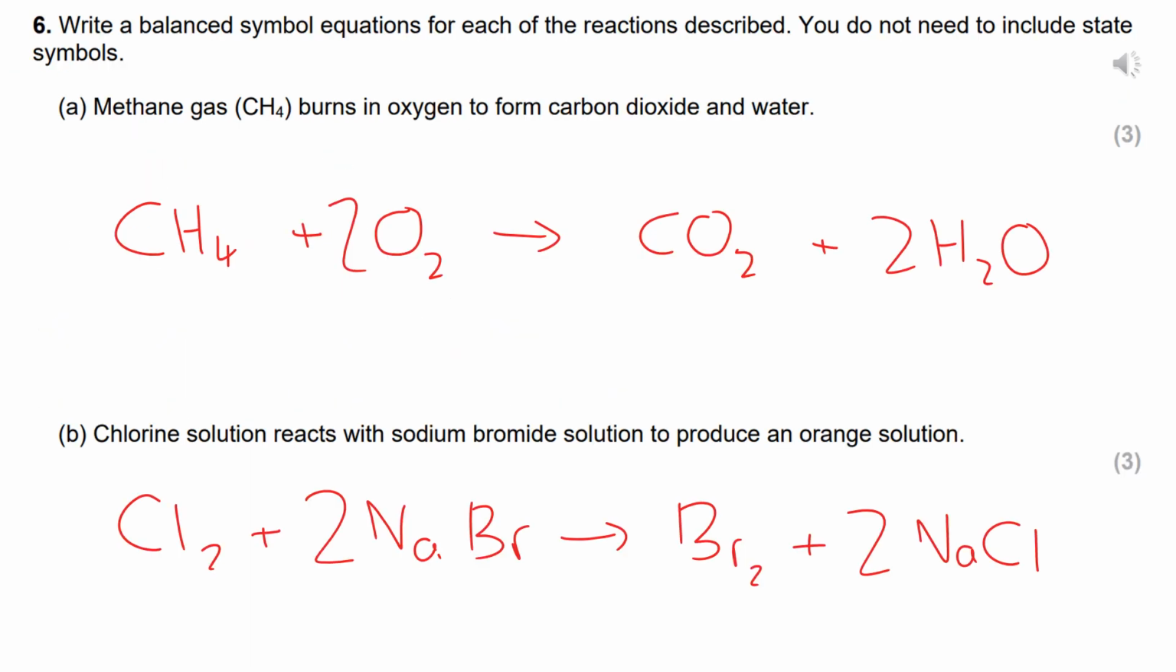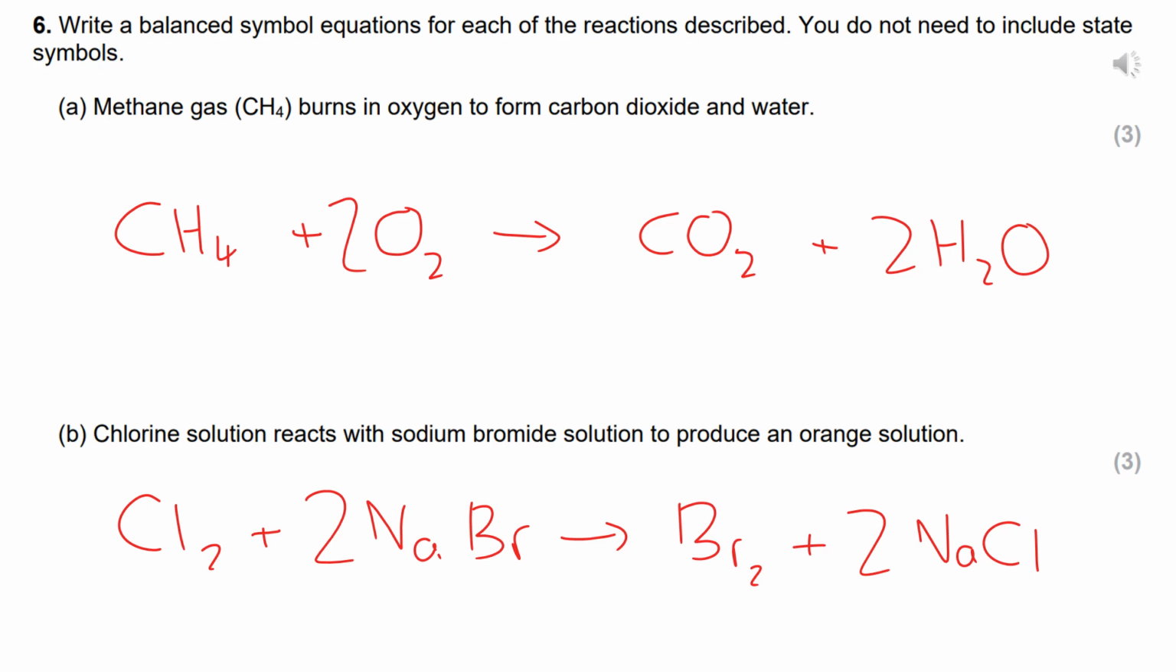Okay, last but not least, question 6. We're writing balanced symbol equations for each of these reactions, and we don't need to include state symbols, but actually we can talk those through as we go through this, and you can add them to your notes as well. So 6a says that methane gas, which has the formula CH4, burns in oxygen to form carbon dioxide and water. Now there are 3 marks for this.